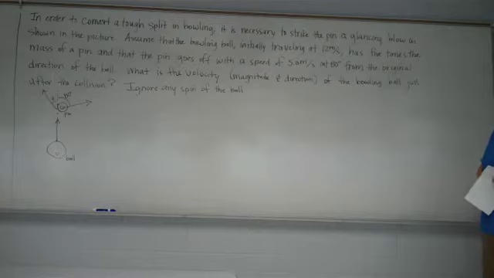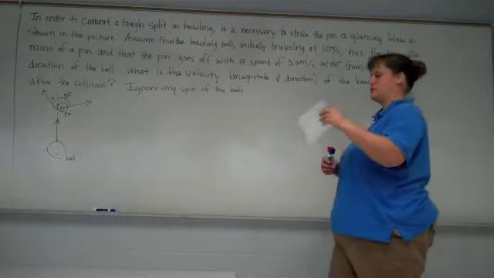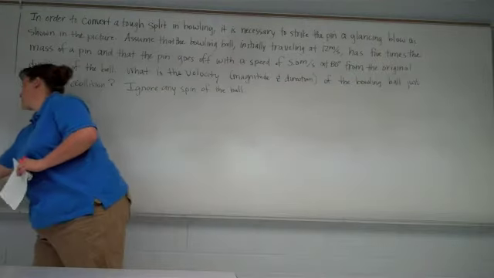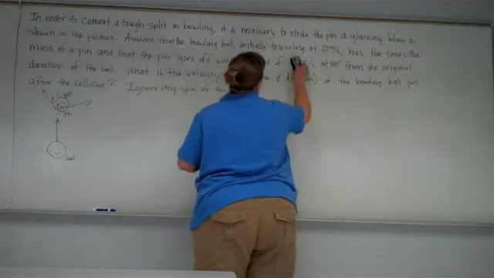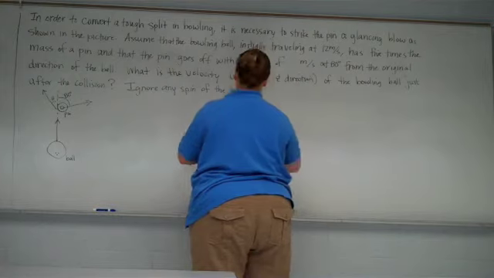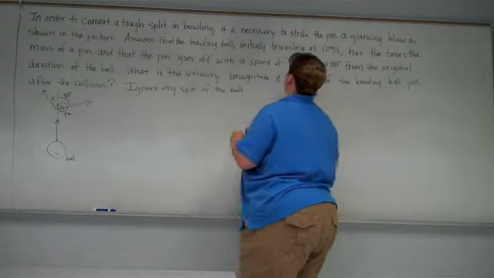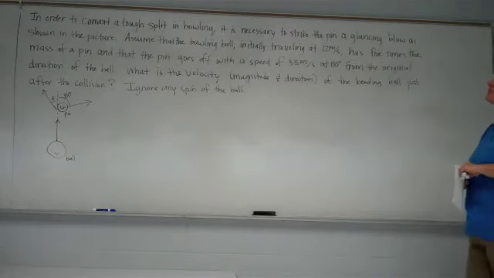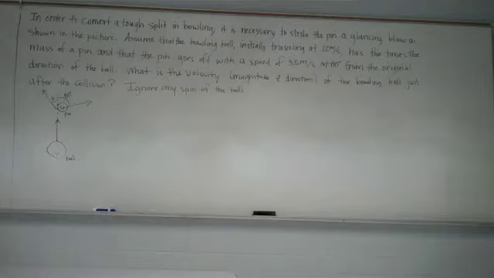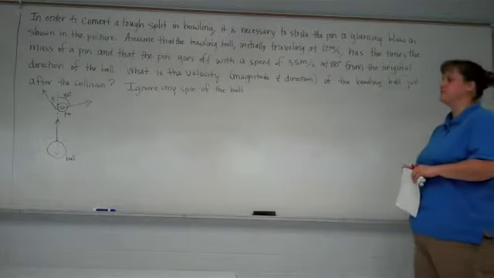So our pin goes off with the speed of 3.5 meters per second at an angle of 80 degrees from the original direction of the ball. What is the velocity of the bowling ball just after the collision? We're ignoring any spin that the ball might have.